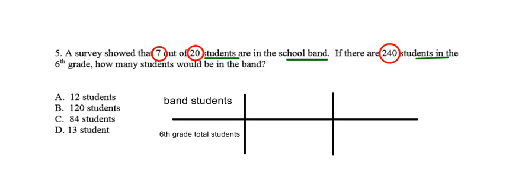Question 5. A survey showed that 7 out of 20 students are in the school band. If there are 240 students in the 6th grade, about how many of those students would be in the band? Once again, a survey showed that 7 out of 20 students are in the school band. If there are 240 students in the 6th grade, how many of those students would be in the band?